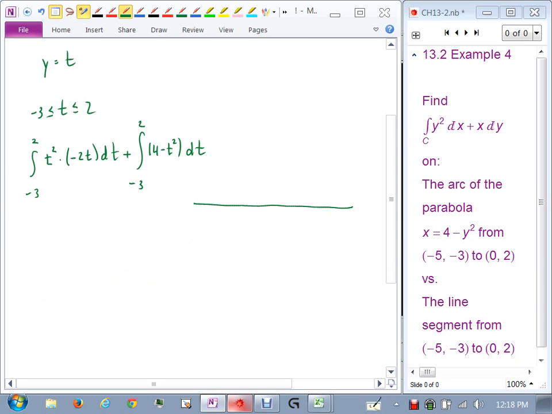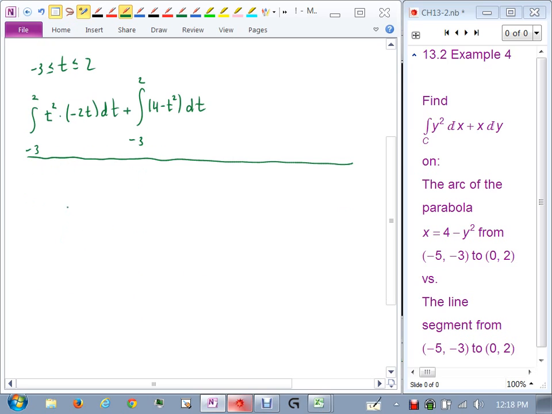What about along the line segment? So along the line segment, the parametric equations, what did y'all get? 5t minus 5, 5t minus 3. Anybody agree? And t is 0 to 1? Okay. Sounds good to me.